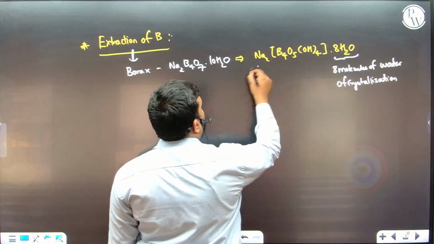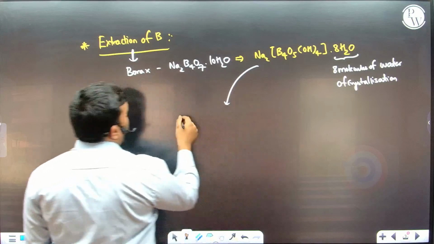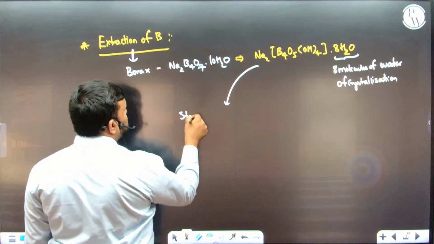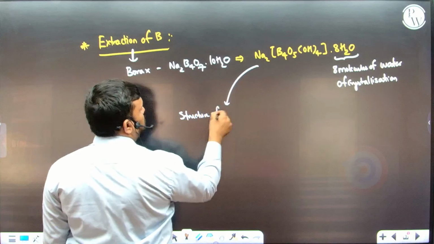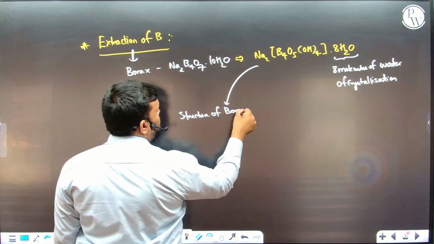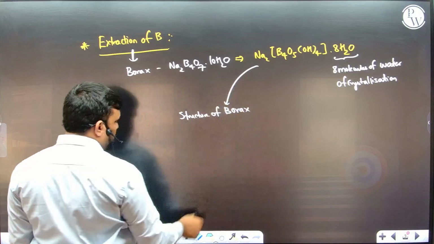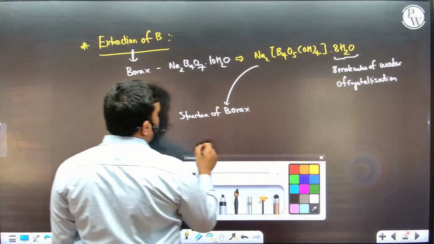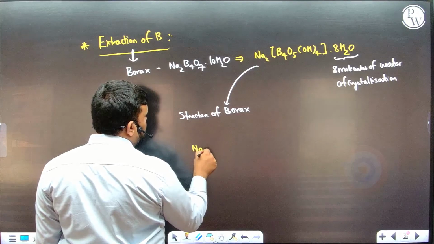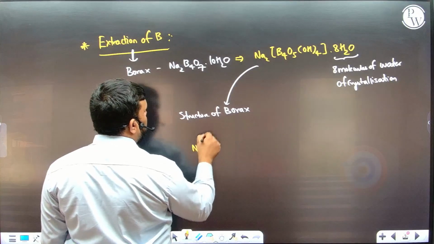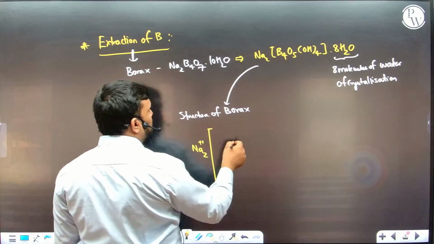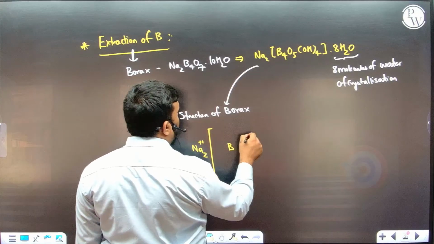From here you can draw the structure of borax also. If you see the structure of borax, what will it be? From this formula you can write it down. 2Na+ will be standing outside. Inside there will be a ring B4O5.